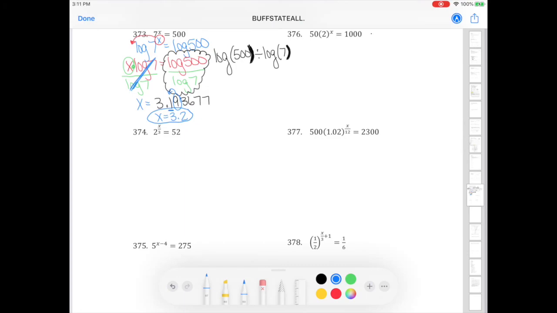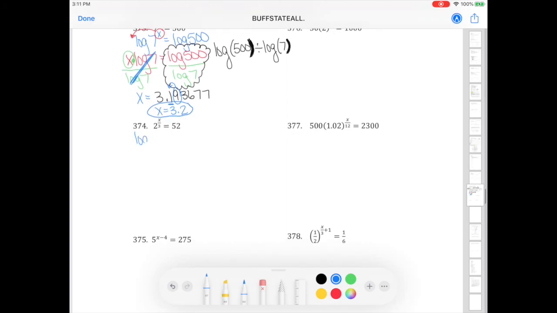Now, that was the first log example you've probably ever done. Some of you may have worked with them before, but it's definitely the first log example you've done for this class. Doing the process over and over again is what makes it such a fan favorite because it's honestly the same thing every time. So moving on to 374.